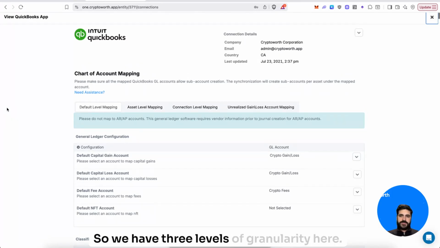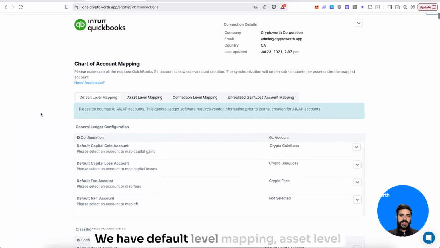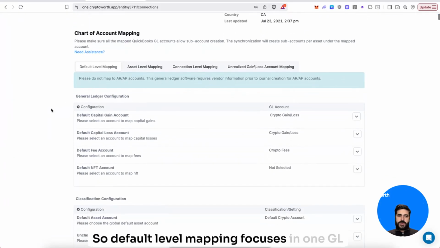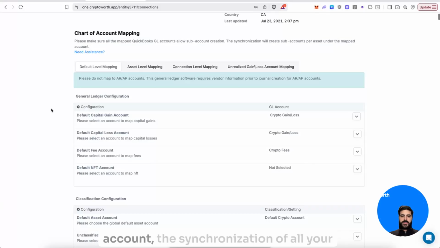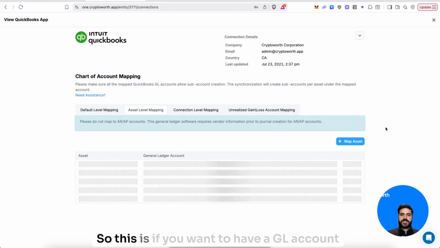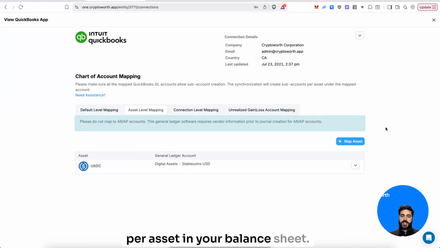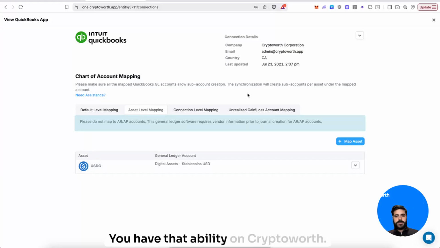So we have 3 levels of granularity here. We have default level mapping, asset level mapping, and connection level mapping. Default level mapping focuses in one GL account, the synchronization of all your crypto transactions into one bucket. We also have asset level mapping. So this is if you want to have a GL account per asset in your balance sheet. So for example, Bitcoin, USDC, different GL accounts per asset, or at least by primary assets. So you can do a hybrid of 2 or more levels of mapping. You have that ability on Cryptoworth.